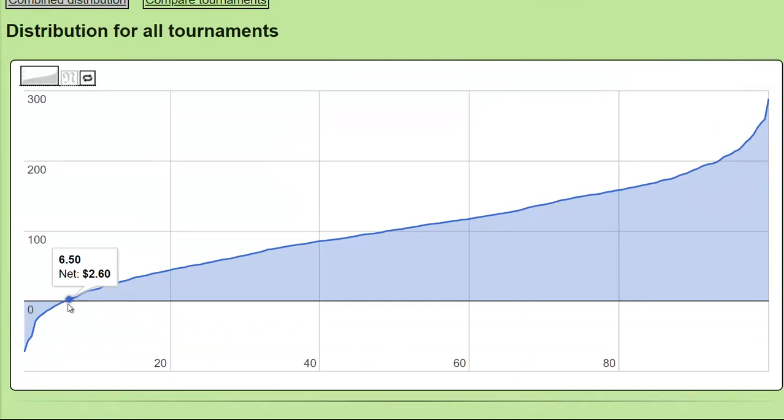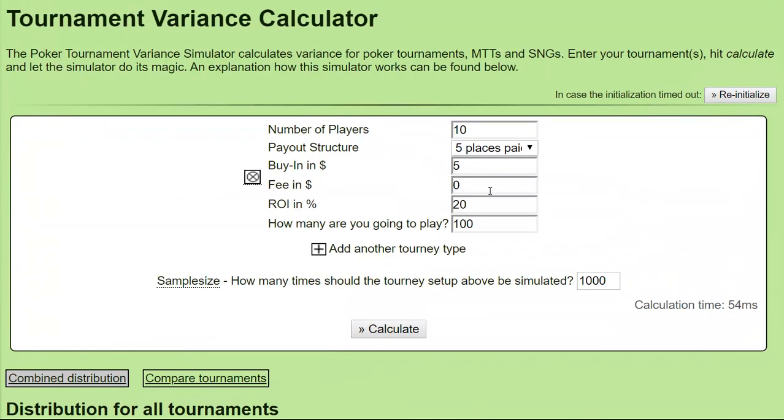Okay, so 100 games in this very flat payout structure, these double or nothing games with a high ROI, 100 games is enough to get us to the long run.